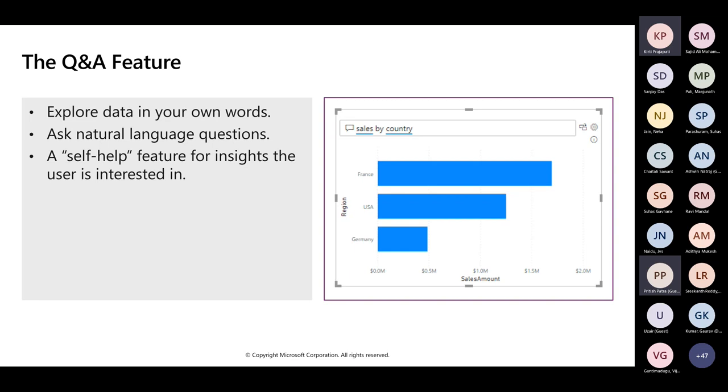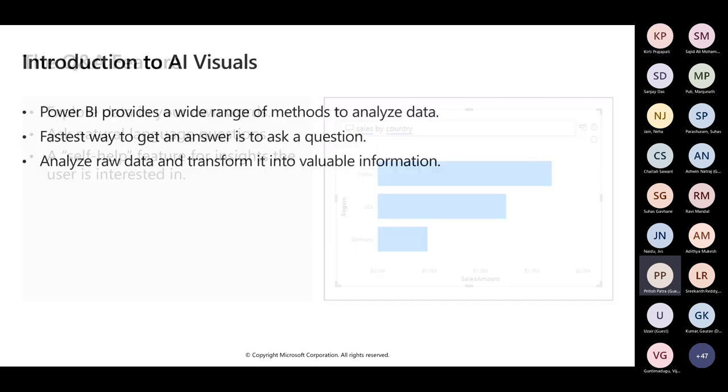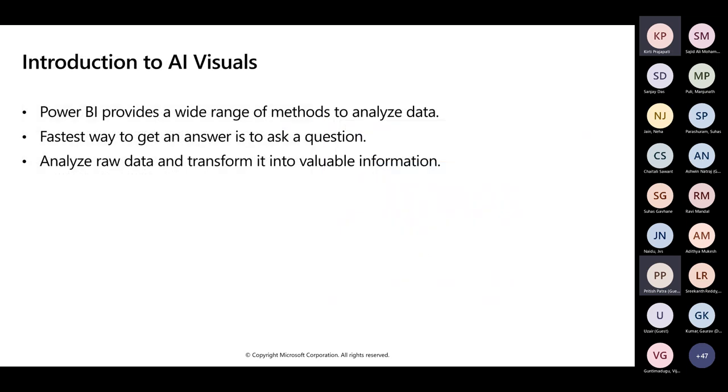So you can explore data in your own words, right? You just type in something, okay, sales data, then it will come with that answer. Okay, you are looking for this, and it asks natural language questions. For example, a self-help feature for insights the user is interested in: I'm typing sales, then it will come up with some answers like, are you looking for this sales report, sales data? That helps you understand how this AI feature, AI visuals, can be used if you are looking for any kind of information.